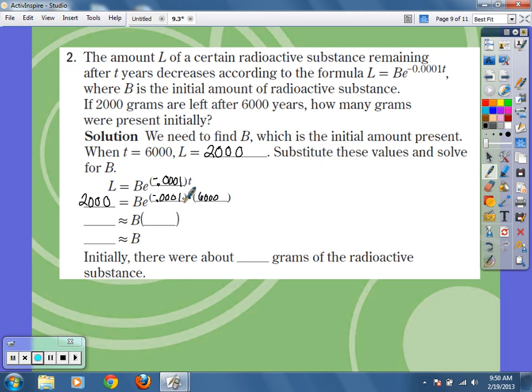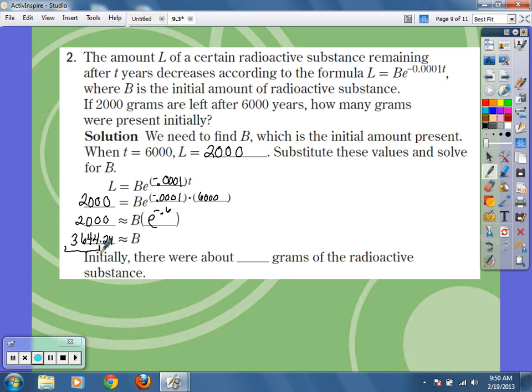I would rather just change this to e to the, hope I typed this in right, negative 0.6. Divide both sides by e to the negative 0.6, 2,000 divided by parenthesis, e to the negative 0.6. And I get 3,644.24. And it says approximately.